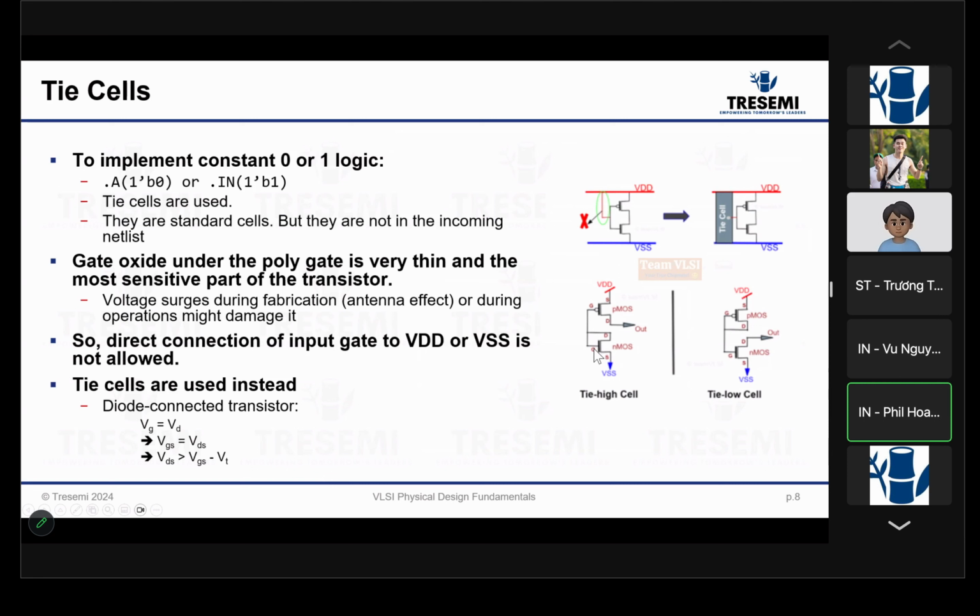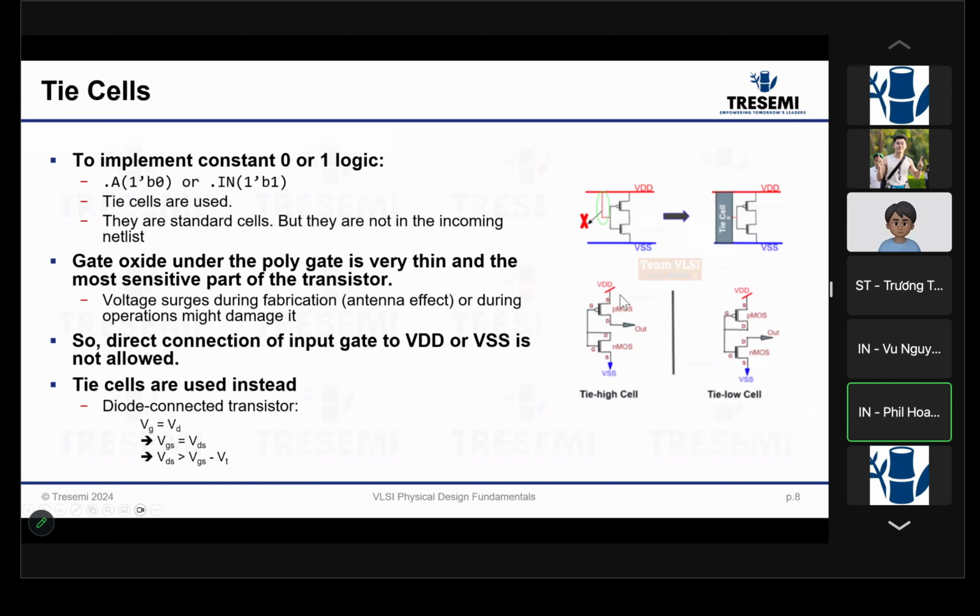But now the VDD is touching not the gate, but the diffusion here. The diffusion is better. It won't rupture. It has breakdown voltages and everything, but it's a lot higher than the gate. So this is how you do it. Likewise the tie low is just the reverse. So the P here puts a 1 here all the time, so this one is always a 0. So that's something to understand.